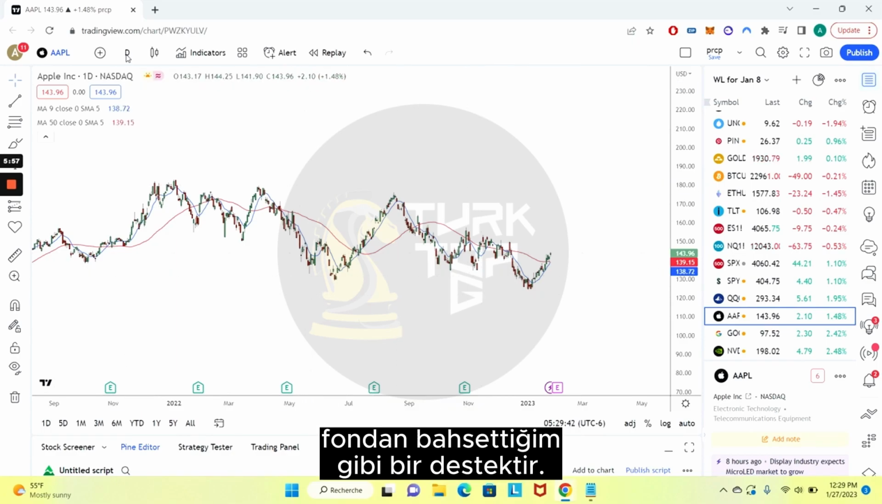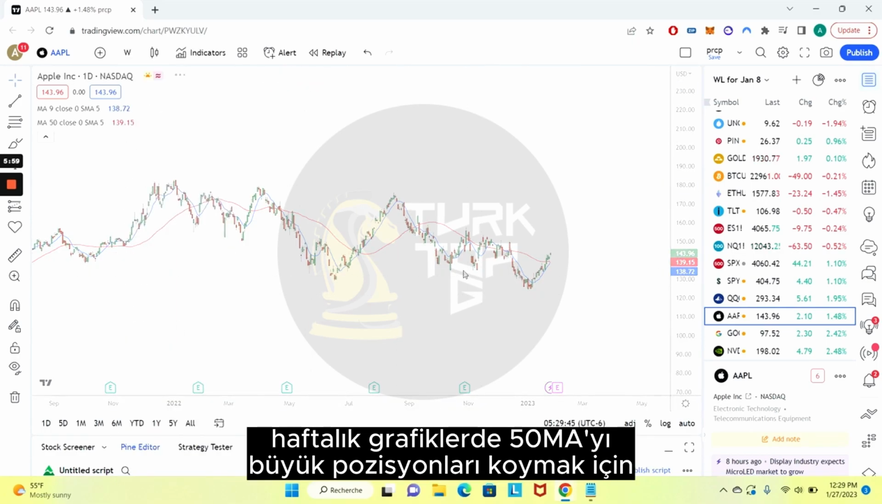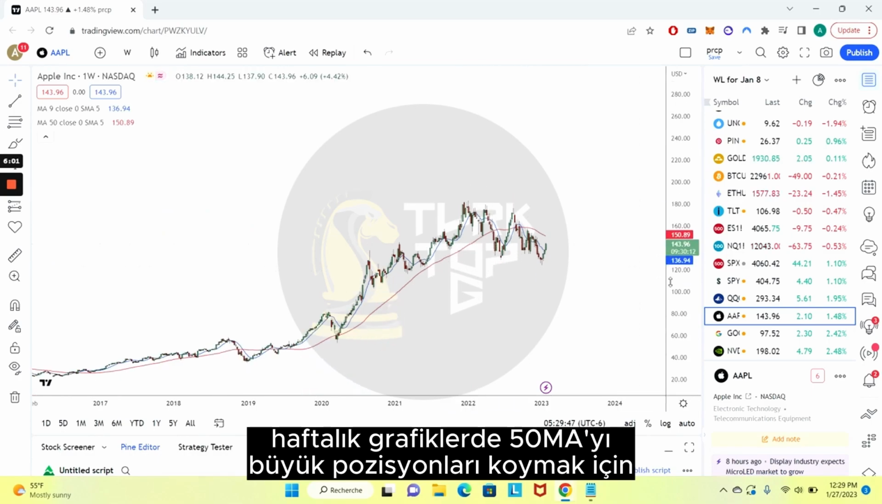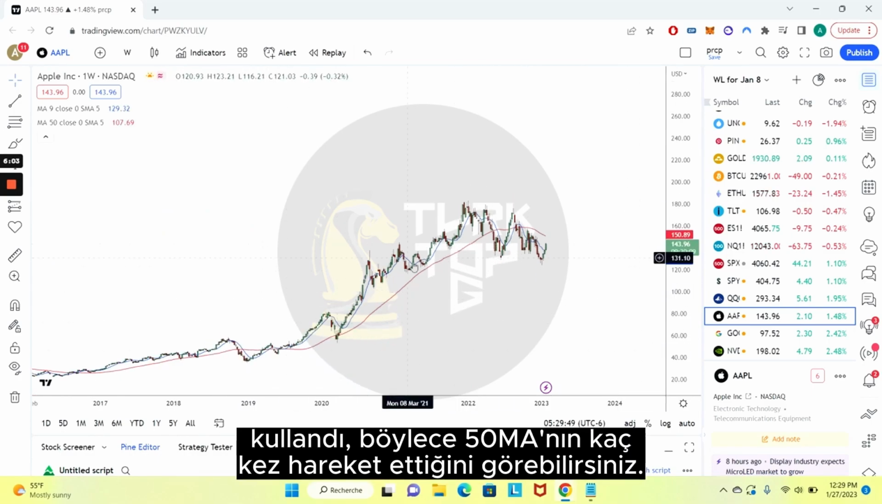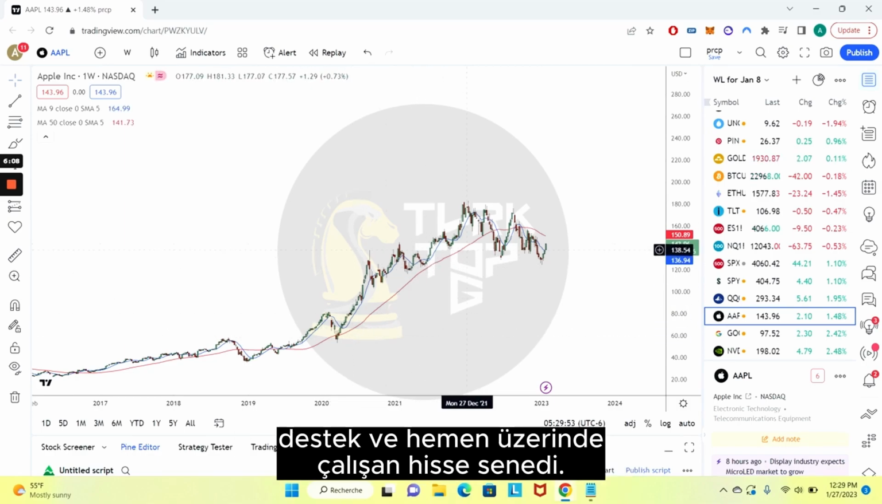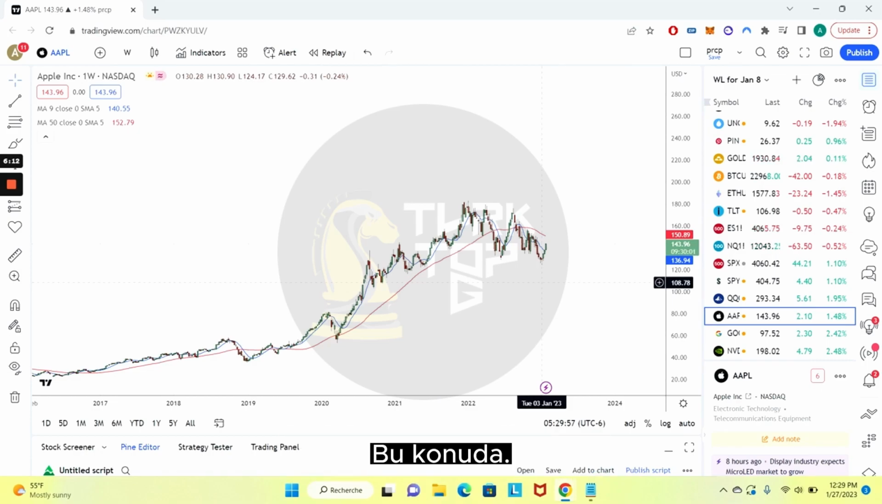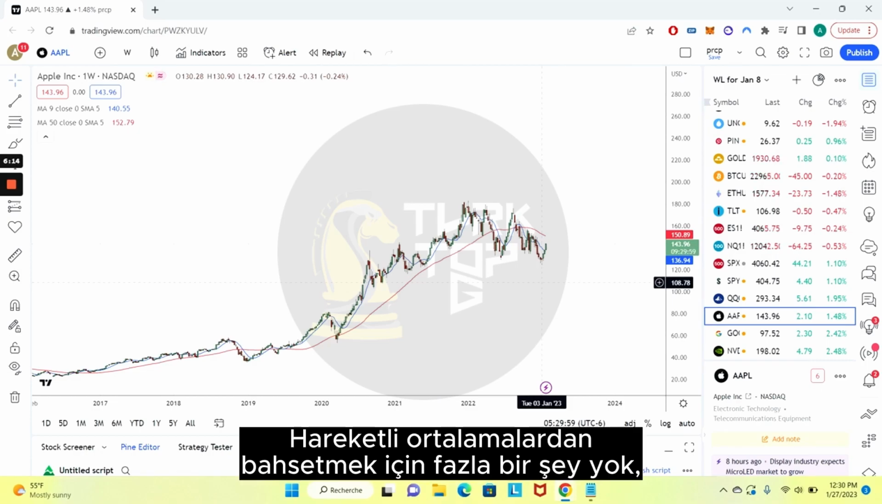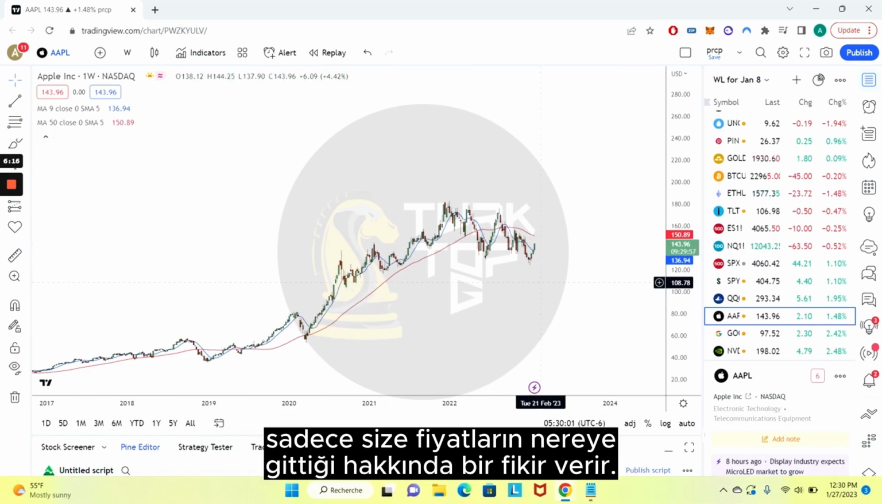As I just mentioned, a lot of hedge funds use the 50 MA on weekly charts to put on big positions. So you can see how many times you will have the 50 MA acting as a support and the stock just running above it. That's about it. There's not much more to mention about the moving averages. It simply gives you an idea of where price is going.